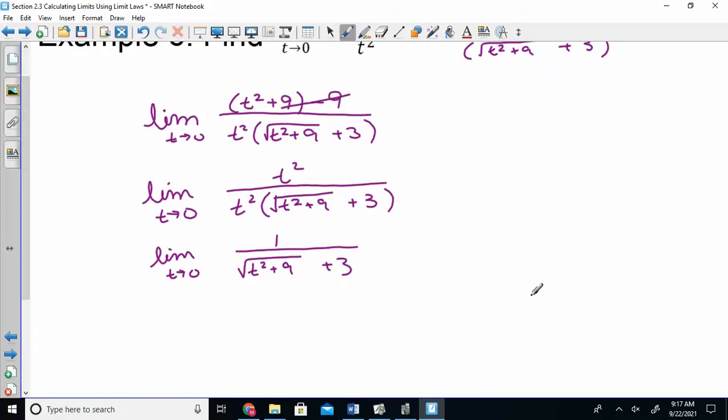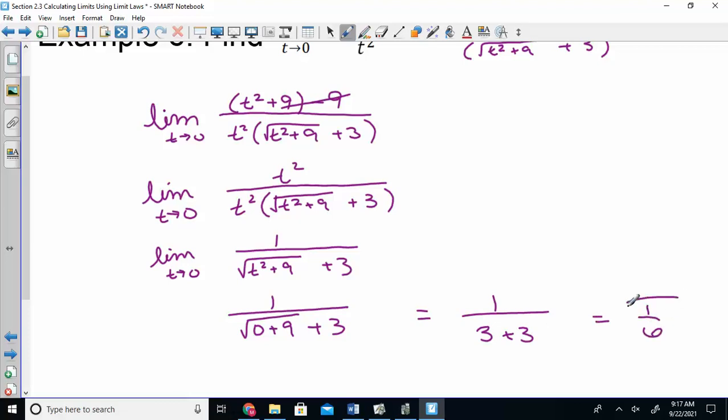Now can I plug in my 0? Yeah, it's no longer giving me 0 on the bottom, so we can plug it in so the limit goes away. So 1 over square root of 9 is 3 plus 3. So we get 1/6 for this limit.